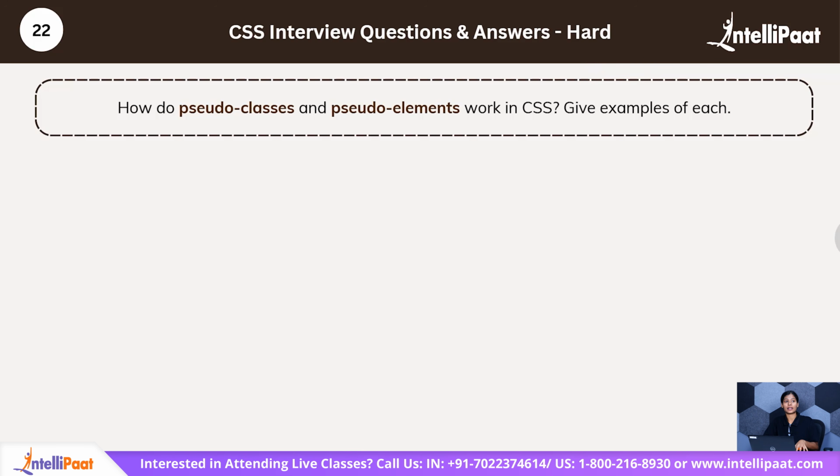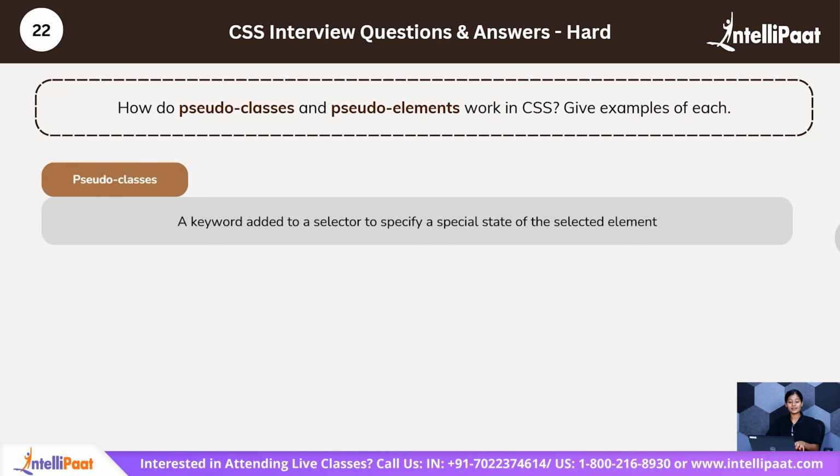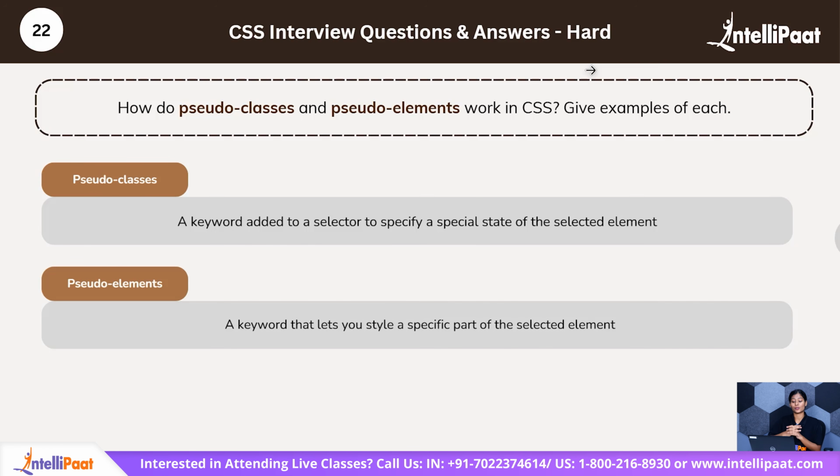And pseudo-elements are like when you want to add some styles before the element came into existence or after the element, but you don't want to actually mess around with the actual elements. That is when you use pseudo-elements. Or in technical definition, pseudo-classes are a keyword added to a selector to specify a special state of the selected element. That is when the particular element is being hovered over, or if it's active, if it's focused. That is how pseudo-classes work. Pseudo-elements are keywords that let you style a specific part of the selected element. That is before the element came or after the element came.